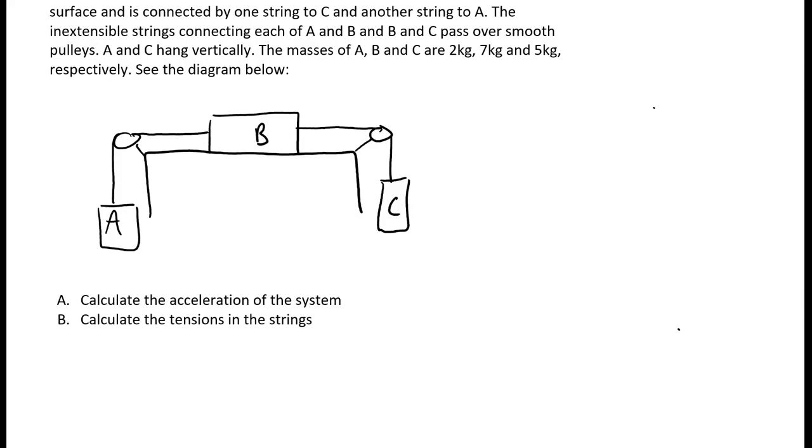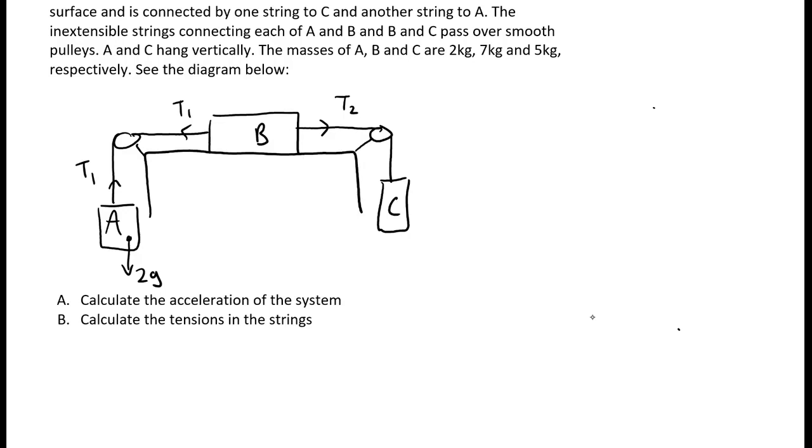The first step is done because a picture is provided. The second step is to add the forces. So there is a tension here, T1. A has a mass of 2 kilograms, so it has a weight acting on it of 2G. B has tension 1 acting on it to the left. It has tension 2 acting on it to the right.